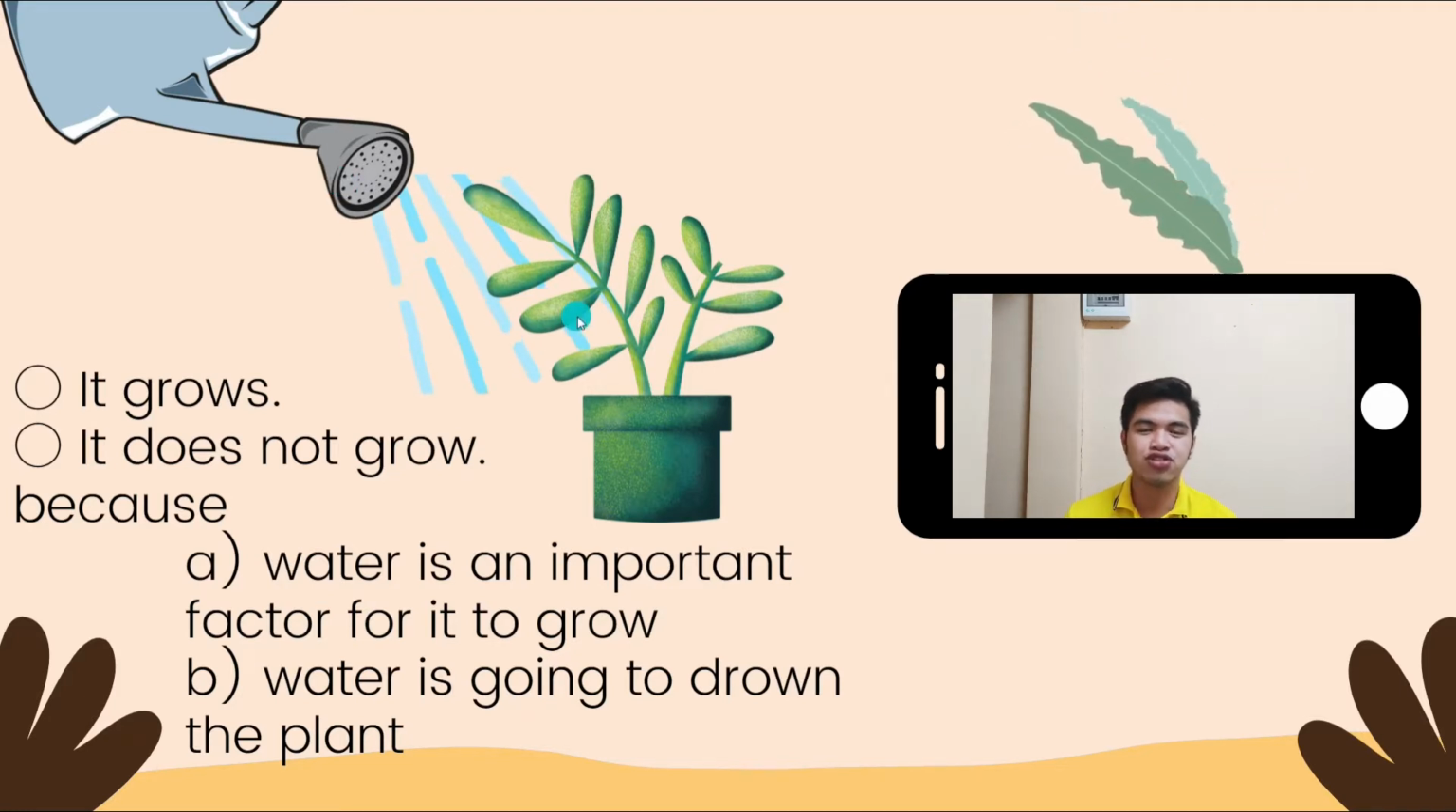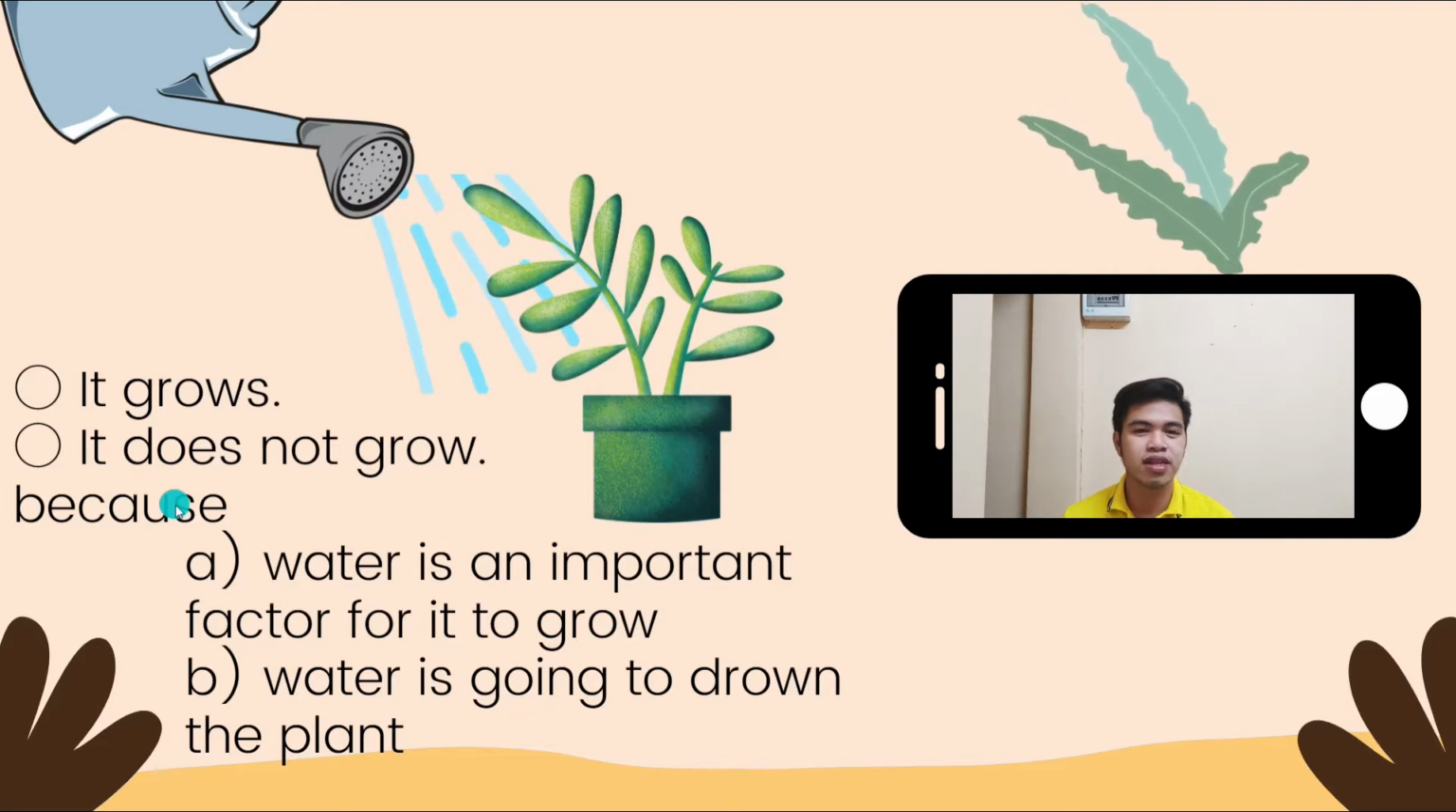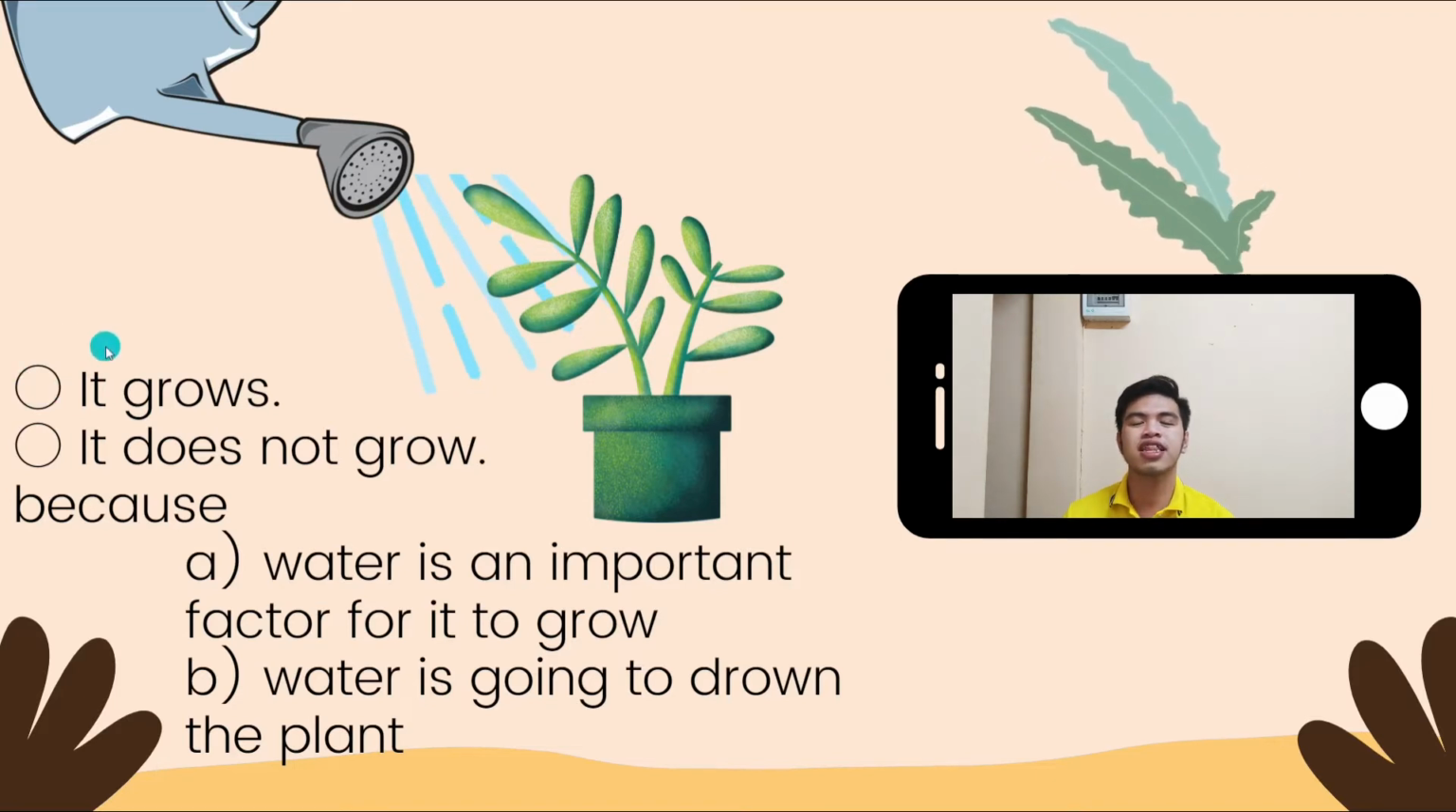Watering the plant. So what will happen to the plant? Will it grow or it won't grow? Okay, is it going to grow or not? If it's going to grow, you're going to check it grows. And if you think that it's not going to grow, you're going to check it does not grow. Alright? So what do you think is the answer?